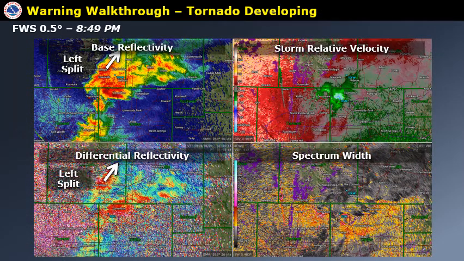At 8:49 p.m., the storm starts to undergo another transformation as it splits. Note the two reflectivity and differential reflectivity cores. One is located near the community of Carrollton in northwestern Dallas County, and the other is located near Lewisville in southeastern Denton County.